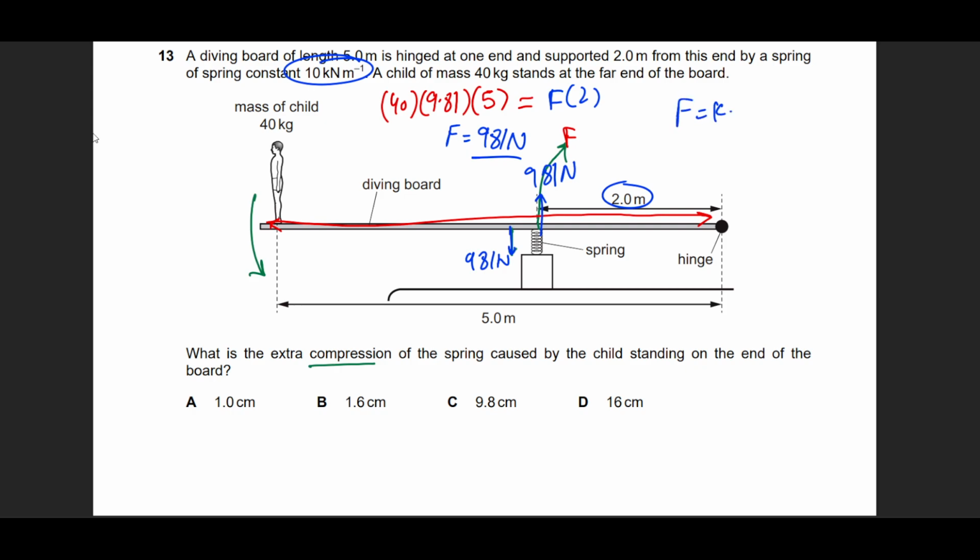Then I use F equals to Kx. This is 981 equals spring constant of 10,000 kilonewtons per meter into X. X comes out as 9.81 centimeters. Of course, you'll have to convert this Newton per meter into meters. First, we find meters, and then we convert this into centimeters. So this will be option C.